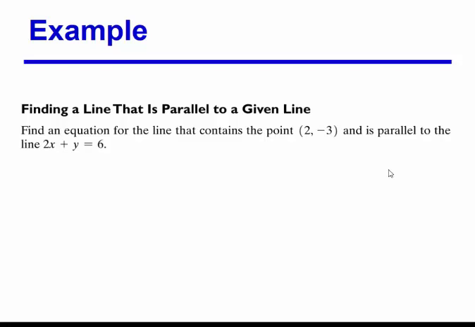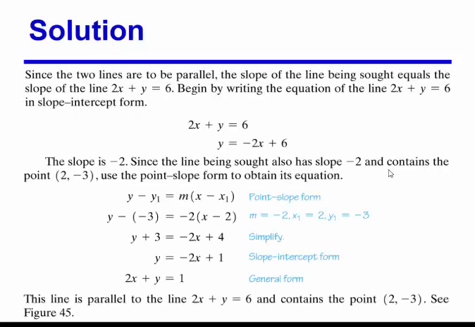Find the equation of a line that contains the point (2, negative 3) and is parallel to 2x plus y is equal to 6. So the first thing that we do is we solve the original equation for y, slope-intercept form. We get negative 2x plus 6, so the slope is negative 2. Since the line that we're looking for is parallel, we're going to use the same slope. So we're going to find the equation of a line with a slope of negative 2 that contains the point (2, negative 3). In this example, they use point slope. I'm going to show you in class how to use the slope-intercept form to get the equation.